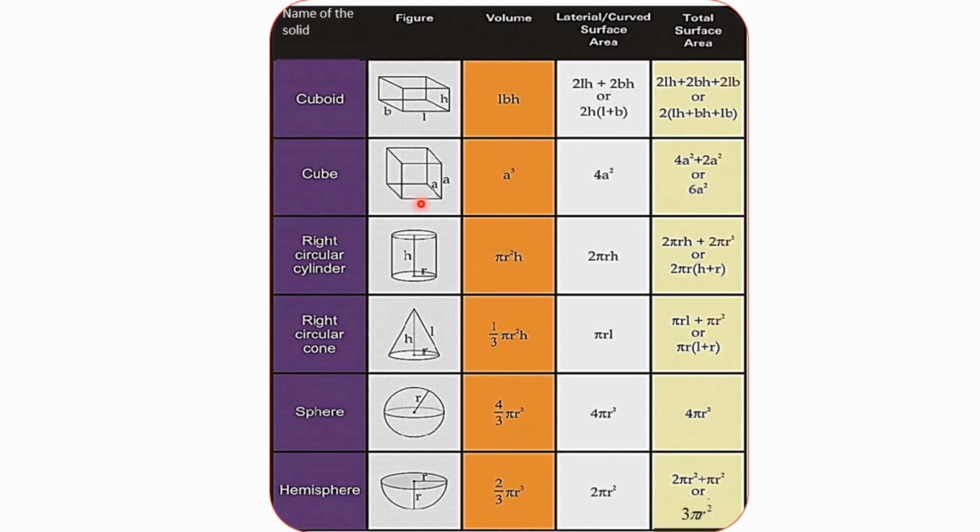Next shape is cube. The side of the cube is represented by the letter A. Then the volume is A cube. Lateral surface area is 4A square and the total surface area is 6A square.